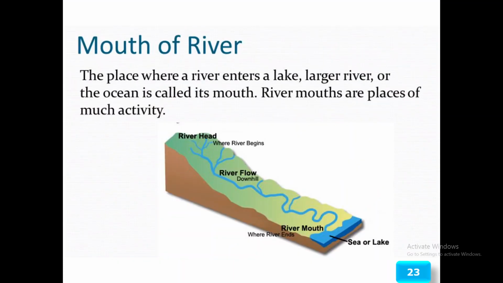Then the next one, the mouth of the river, the final stage. The place where a river enters a lake, a larger river or the ocean is called its mouth. River mouths are places of much activity. Why? Because the water is mingled in two places, like river to coastal, sea or lake. So, water, river end, river mouth. This is the river flowing slowly downhill. Then the river head, where the river begins.